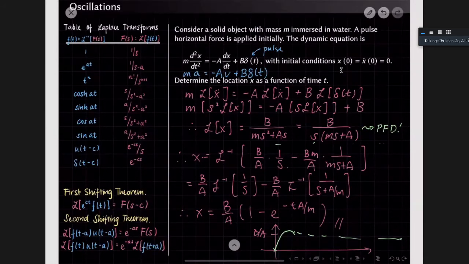Christian, yes. Can you go through the transform drill question 19? Can you like write down step by step and explain? Because I really don't understand.